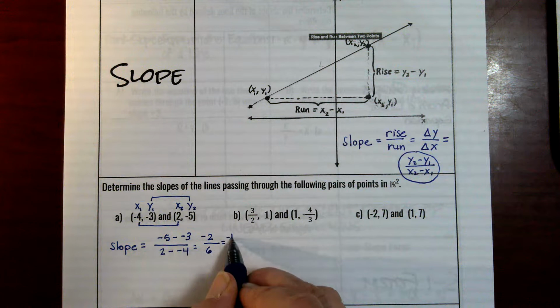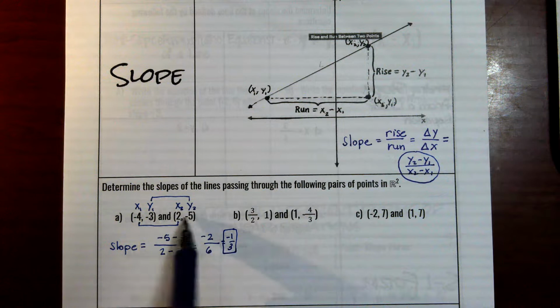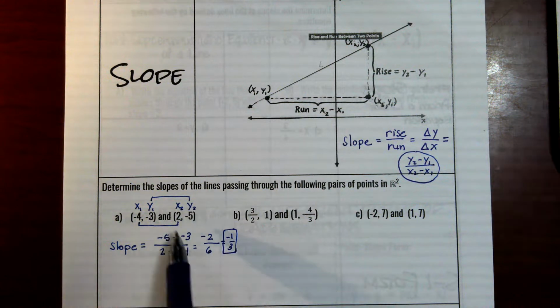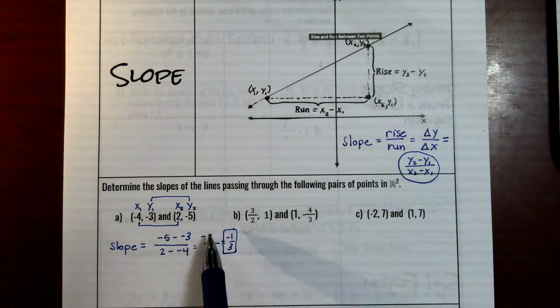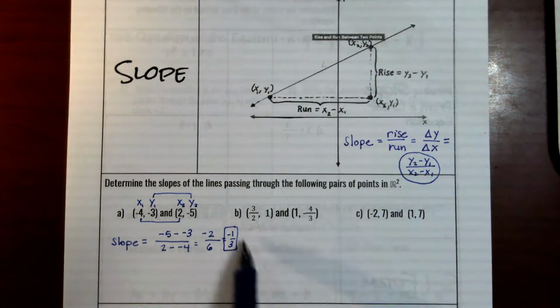So I'll go ahead and simplify that down and reduce it. Basically that tells me that for these 2 points, the line that goes through those 2 points, every time x goes up 3, y drops 1. So this is a down sloping line at that ratio, that rate.